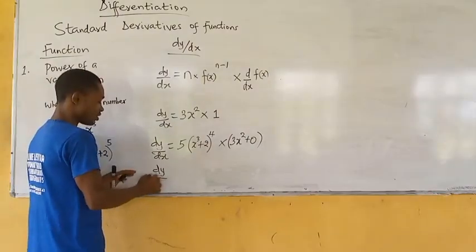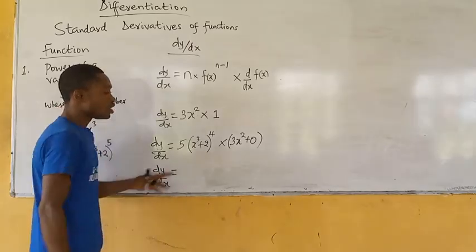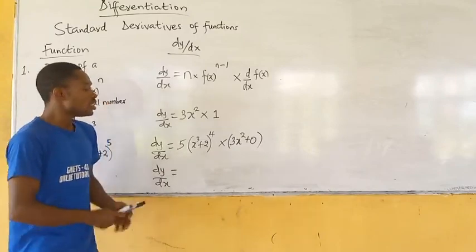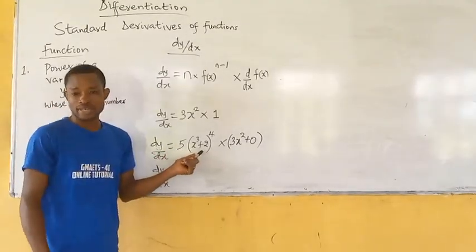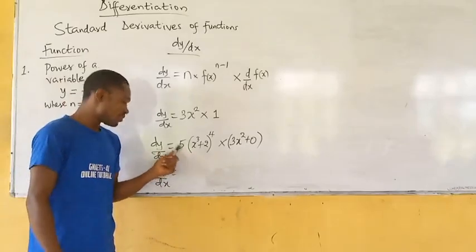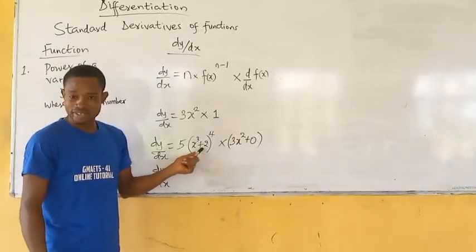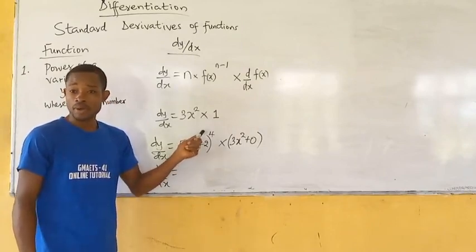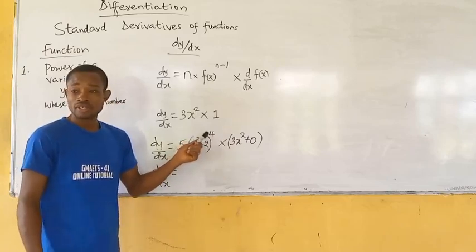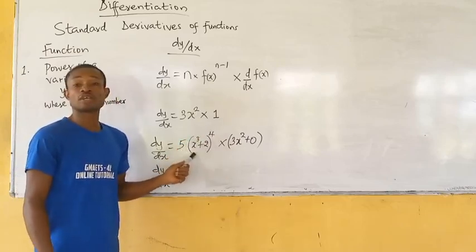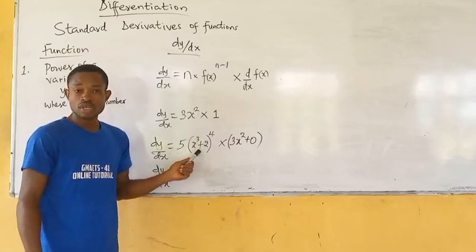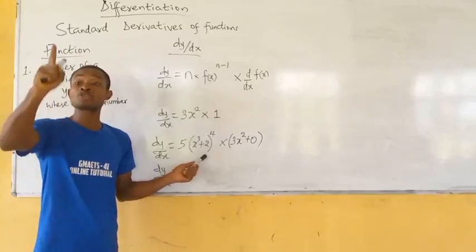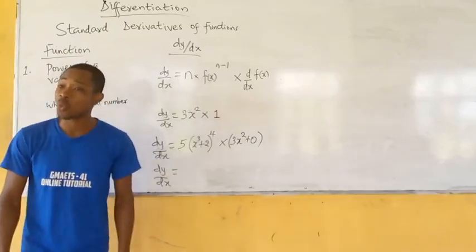Now our dy dx is equal to what? You will now come here and do simplification. Are you getting me? This 5 cannot open this bracket. Look at the board. This 5 cannot open this bracket. Do you know why? Because of the power. The power is not 1. If the power is 1, this bracket would have opened it up. If the power of a bracket is any other number apart from what? 1. Did I say minus 1?